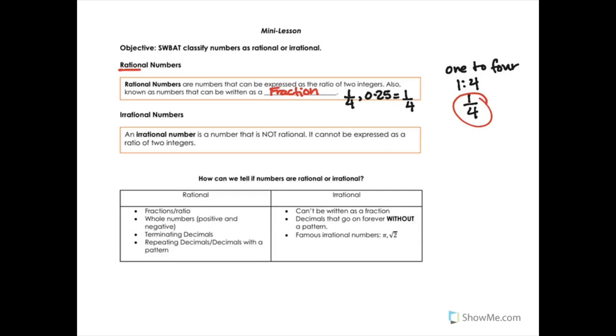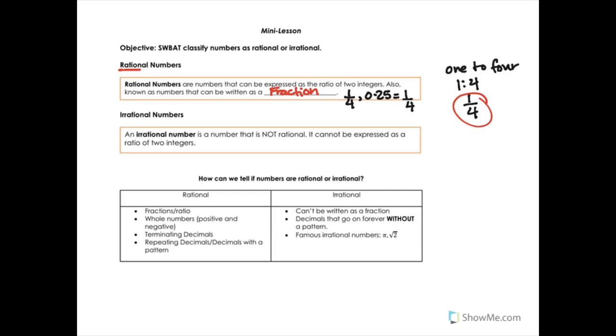Now, irrational numbers are just the total opposite. They are numbers that cannot be written or expressed as a fraction. And numbers can only be one or the other, okay? You can either write it as a fraction or you can't. It's either rational or irrational. It cannot be both.